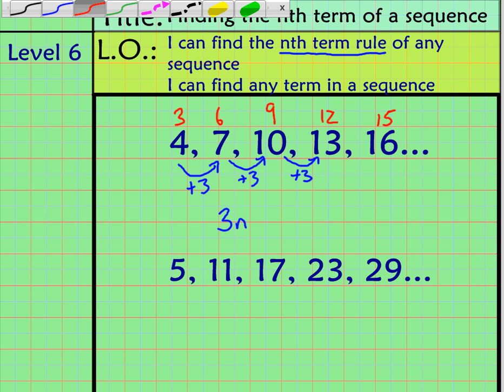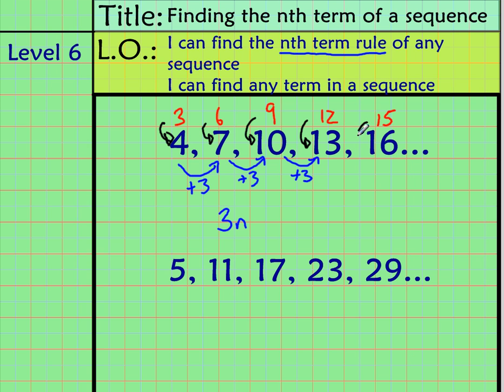And then it's simply a case of saying, okay, how did I go from this 3 times table to the actual terms of my sequence? And I'm hoping you're spotting this immediately. How did I go from the 3 times table to the actual terms of my sequence? I'm hoping you're thinking plus 1. 3 plus 1 is 4. 6 plus 1 is 7. 9 plus 1 is 10. 12 plus 1 is 13, and so on.